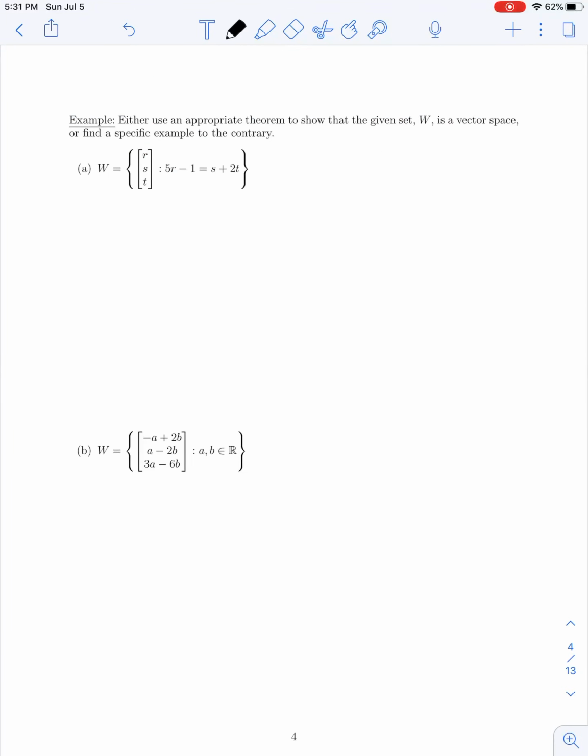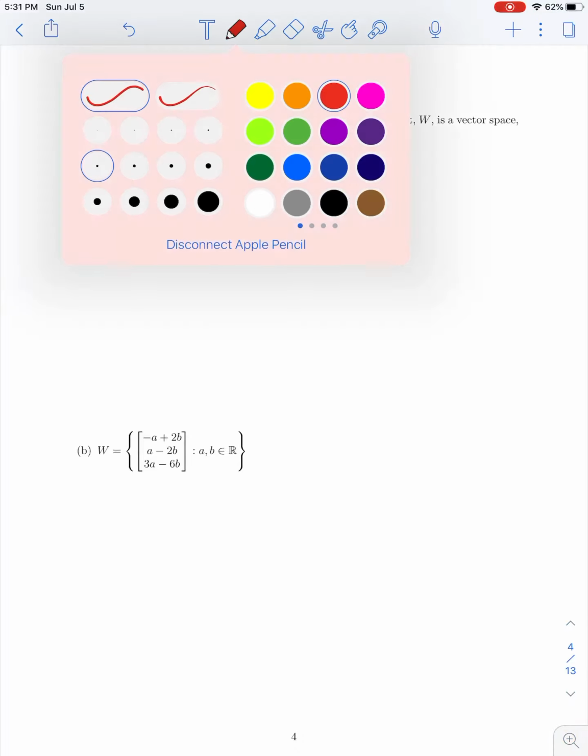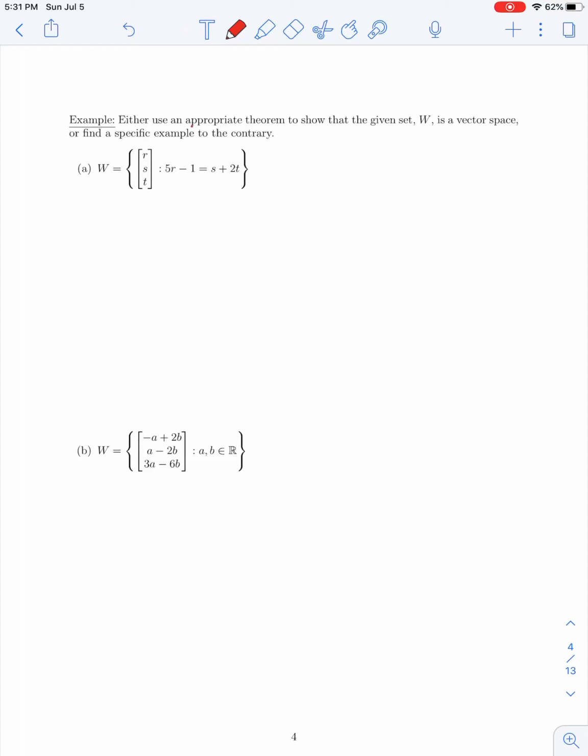So in our next example, we have a similar problem. We're given some subset of R3, and we are asked to either use an appropriate theorem to show that our given set is a vector space or a subspace of R3, or find an example to the contrary. So in part A, we have the set of vectors in R3 of the form R, S, T, such that there is the following linear relationship among the components R, S, and T.